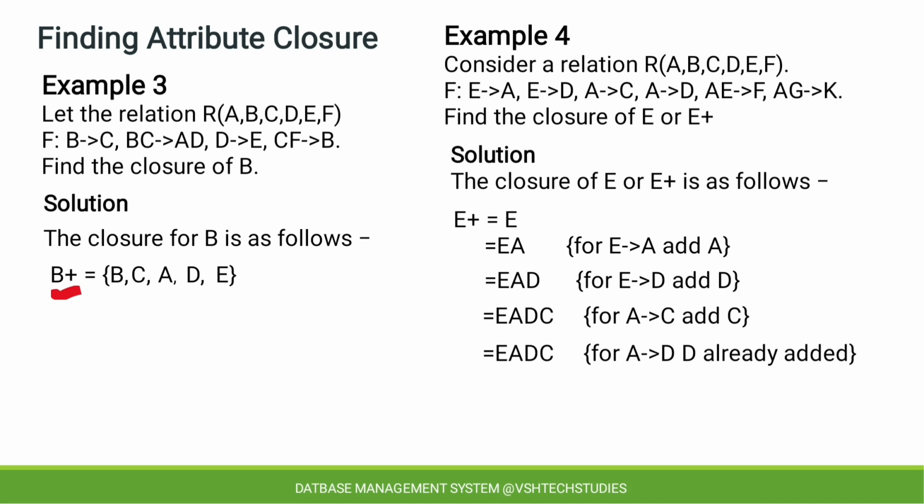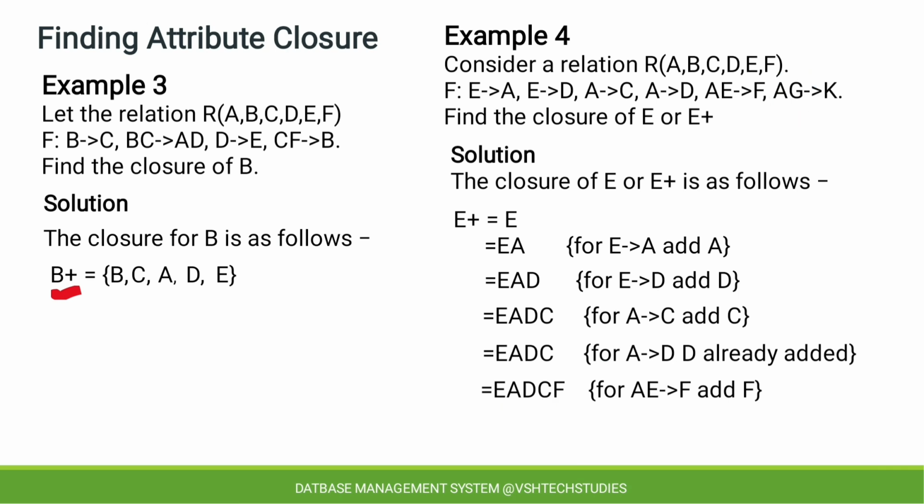Now in the result set, AE is present. Here AE determines F. Hence in the next step, F must be added. So F is added to the result set. This functional dependency cannot be used because AG determines K but G is not present here. So the procedure has to be stopped here.